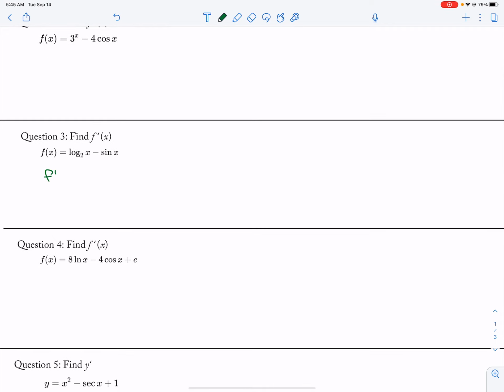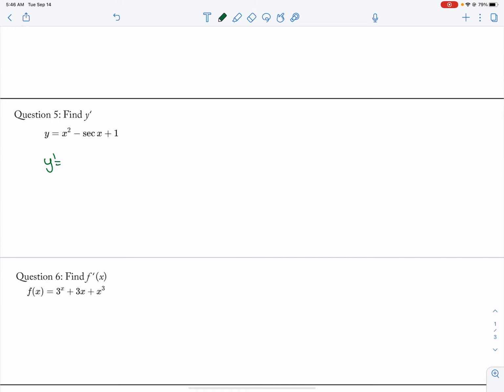Your logarithm, so f prime of x. The derivative of log is 1 over x ln of 2. I should put the x first. The derivative of sine is a positive cosine, but there's a negative sign here, so this is minus cosine of x.